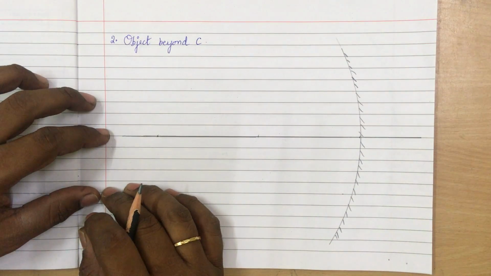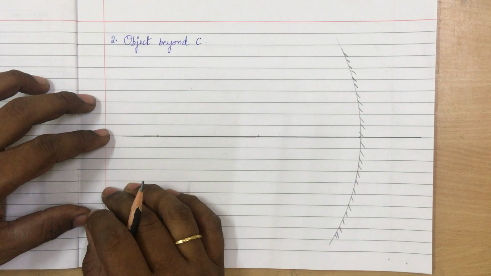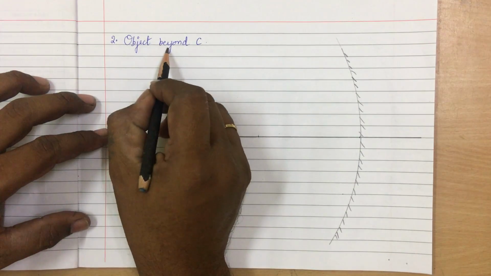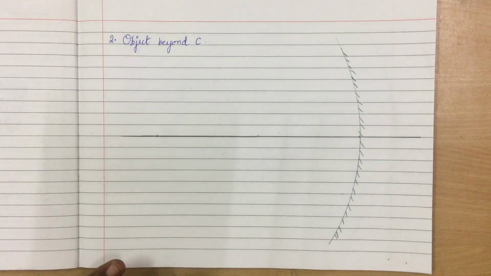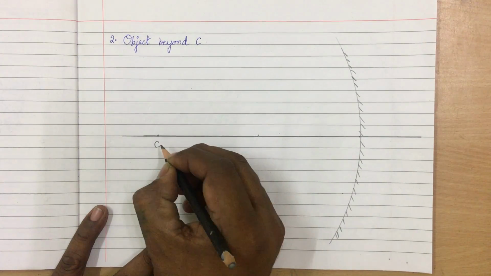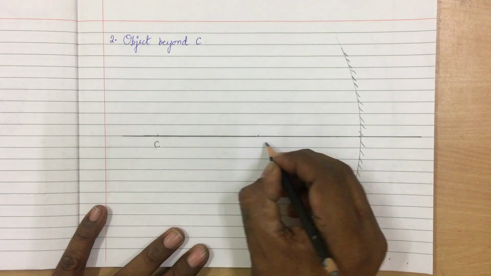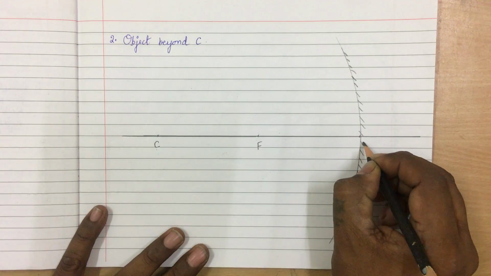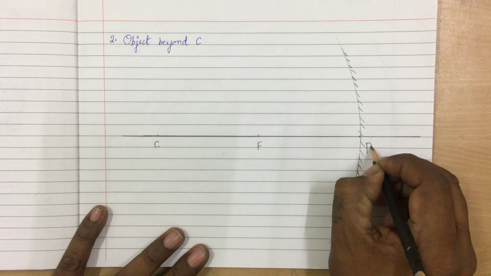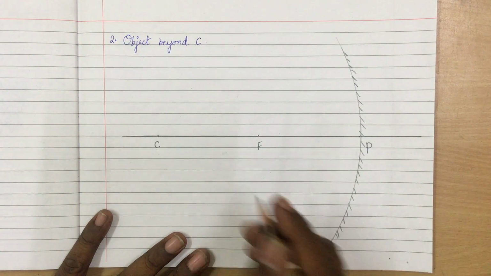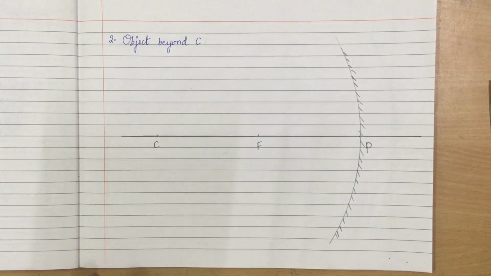Now you are going to learn how to draw a ray diagram of a concave mirror when the object is beyond C. First we shall mark the points. This point is the center of curvature, which is represented by C. This point is called the focal point, and this point is called the pole, which is considered as the midpoint of the mirror.